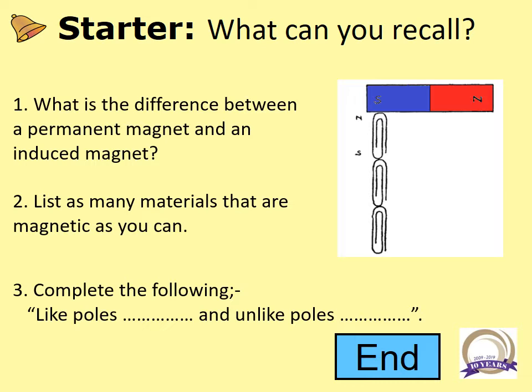Question 2, if we go with the 3 elements, iron, nickel, cobalt, if you've got an alloy, a mixture of metals like steel, that will be magnetic because it contains a large amount of another element that's magnetic. Question 3, like poles repel and unlike poles attract.